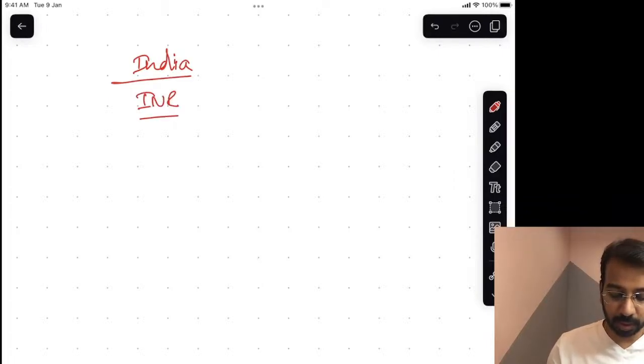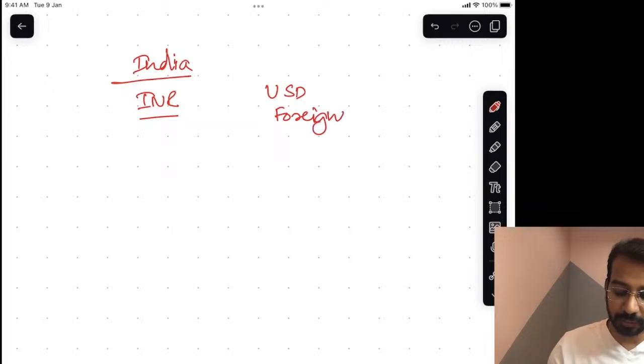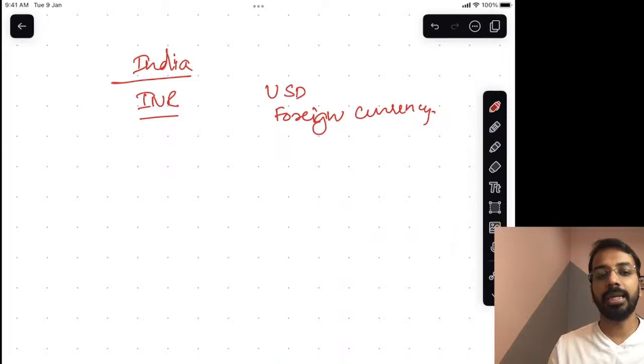Now, generally what we have been understanding so far is that if, for example, my company is in India, then INR or rupee becomes my domestic currency, and let us say something like USD becomes my foreign currency. This was the understanding we had till we got introduced to Ind AS 21.